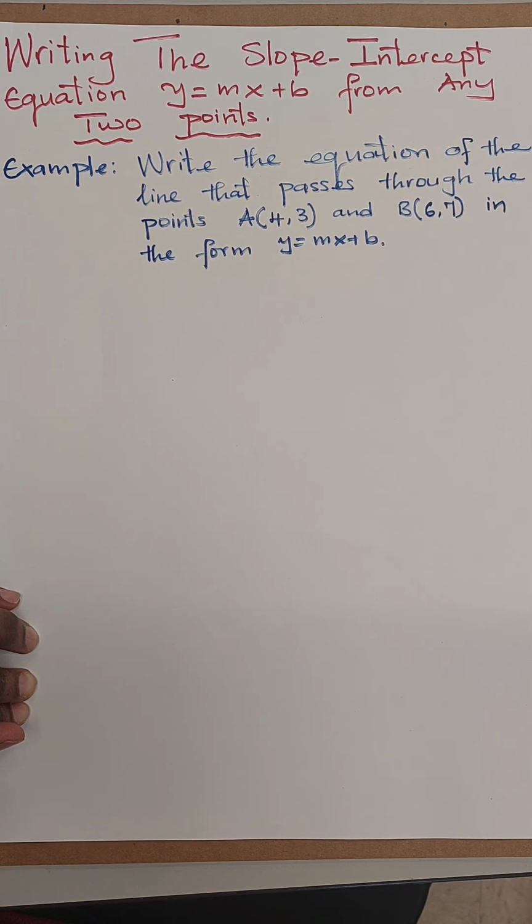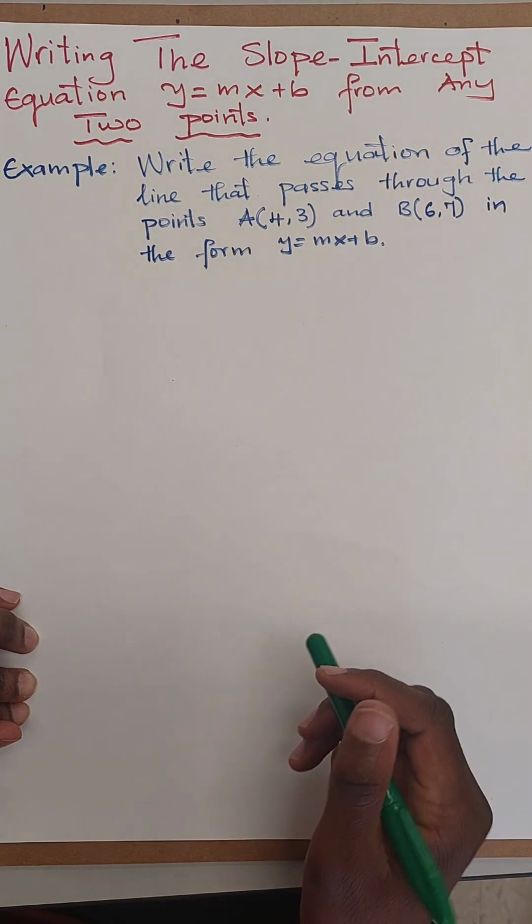We can write the slope-intercept equation from multiple representations of a linear function, including tables, verbal description, point-ordered pairs, mapping diagrams, graphs. Two things are important when writing the equation y equals mx plus b, the slope and the y-intercept.